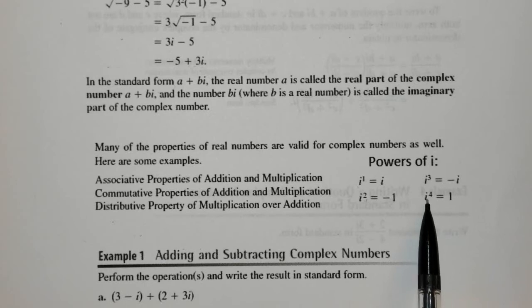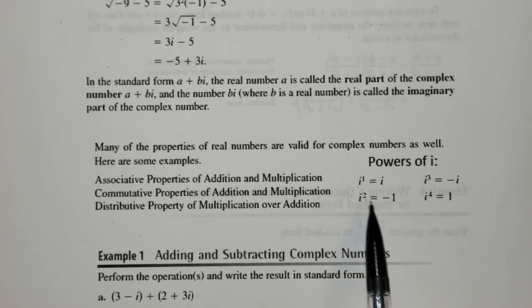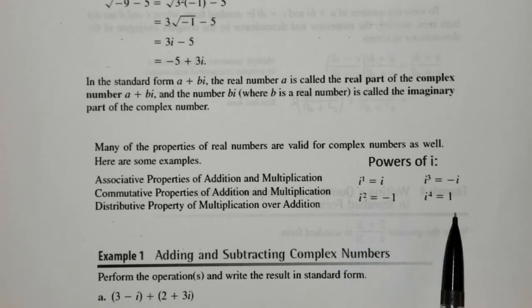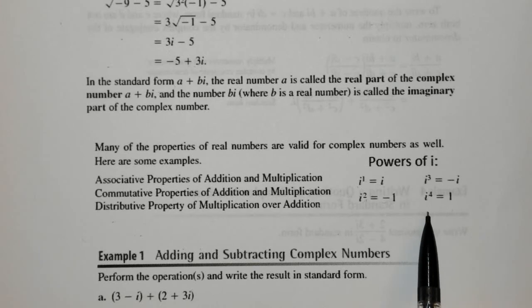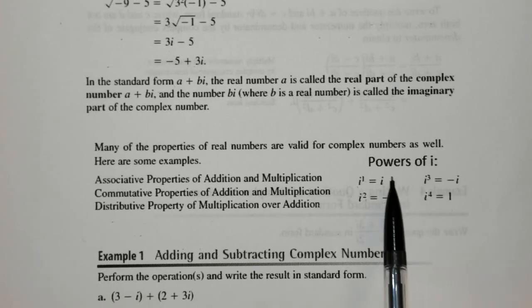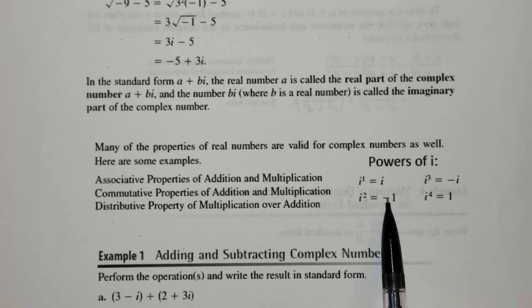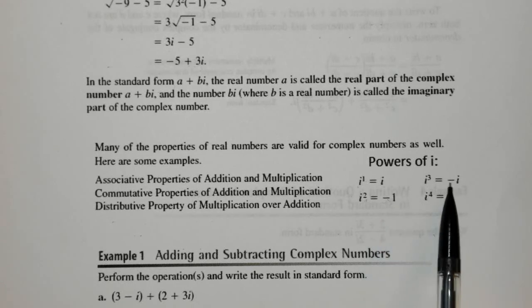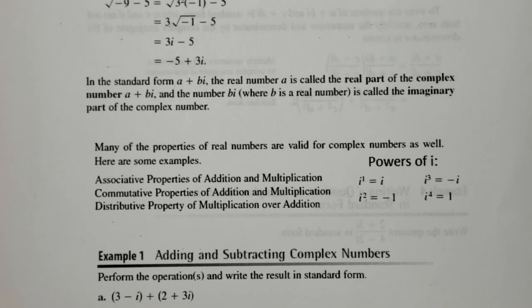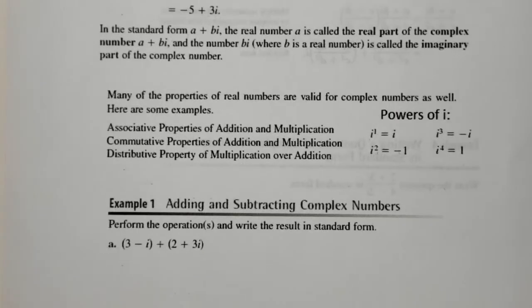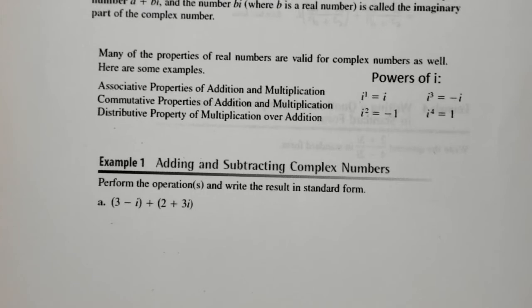And then i to the fourth could be i squared times i squared. -1 times -1 is +1. And then beyond that, they just repeat. So i to the fifth would be i, i to the sixth, -1, i to the seventh, -i, and so on. It just repeats every 4 powers. Okay? All right. So exactly what are we going to be asked to do in this section?